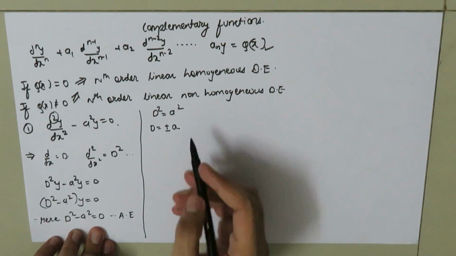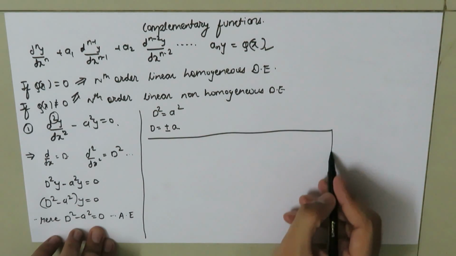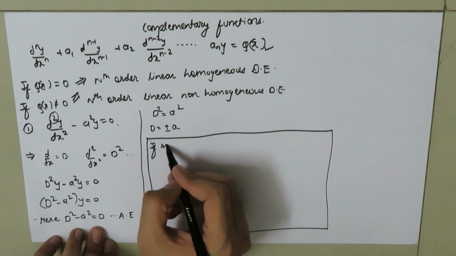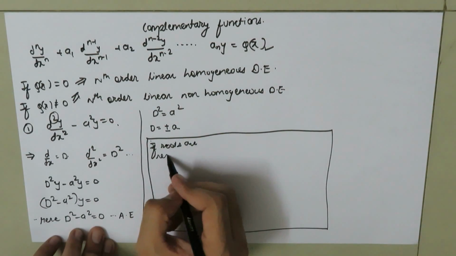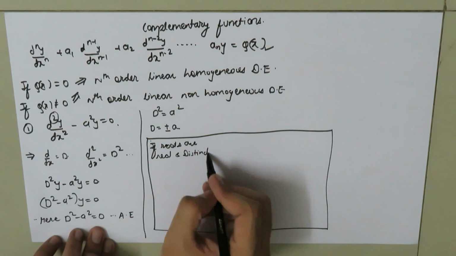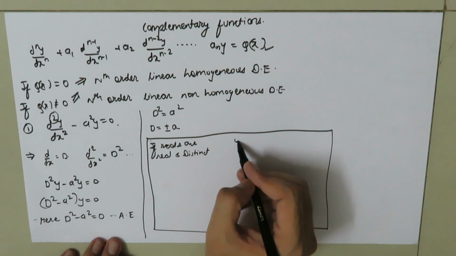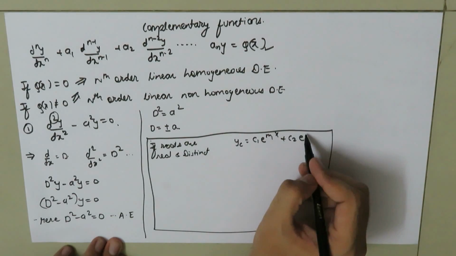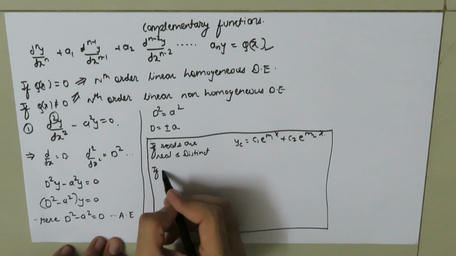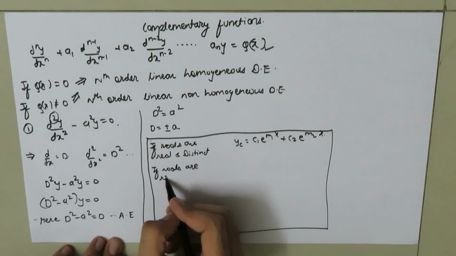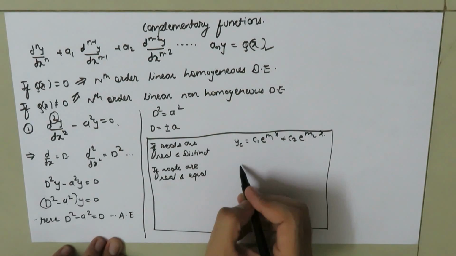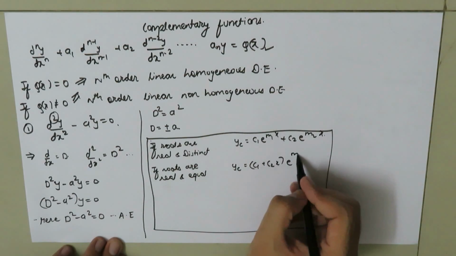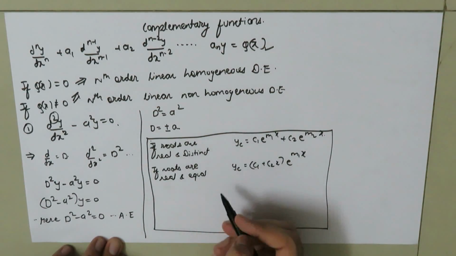Now watch after this. So consider the table. So if roots are real and distinct, that is real and unequal, then the complementary function yc is equal to c1 times e to the power m1x plus c2 times e to the power m2x. And if roots are real and equal, then the complementary function yc is equal to c1 plus c2x times e to the power m1x.